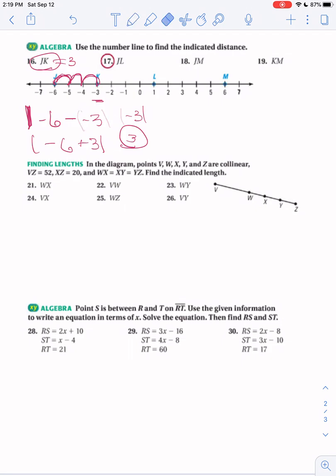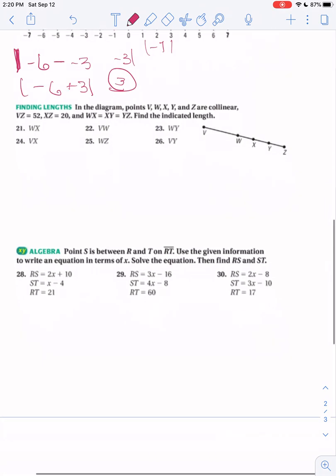Let's try another one. This time we're looking for the length of segment JL. So J starts at -6 and L is at +1. That gives us the absolute value of -7, or we say that has 7 units. Let's check the next section.